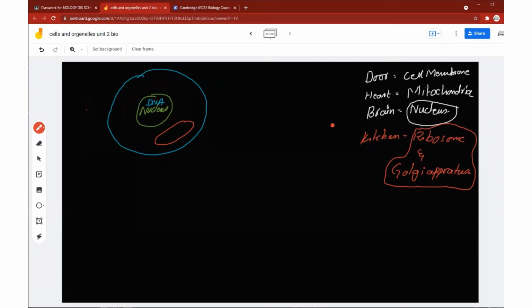Correct. In the same way, this DNA is a diamond. It's the biggest luxury we have. So do you think that the diamond should be just present inside the cytoplasm? No. So what did I do?